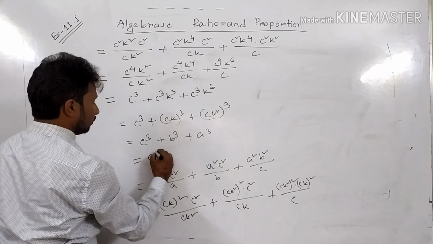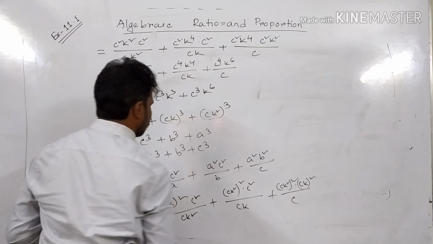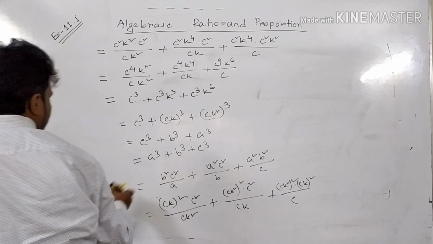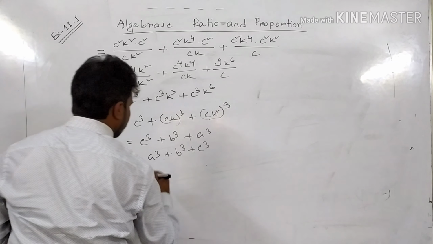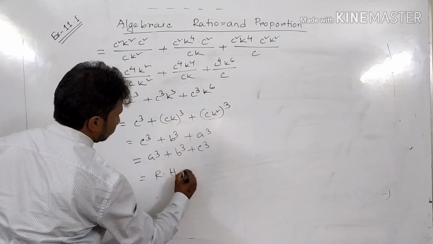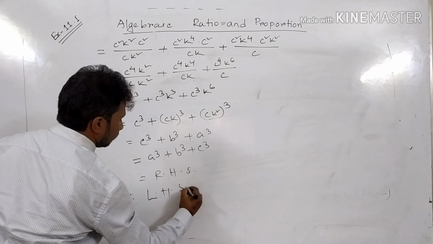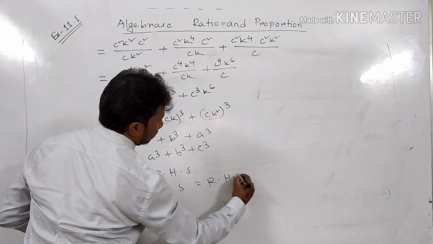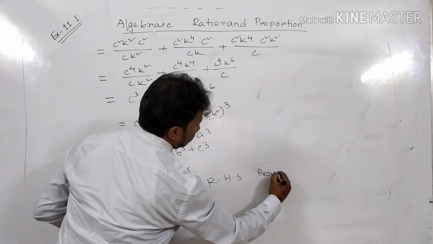Therefore equal to a cube, b cube and c cube, which is the right side of the equation. Therefore left hand side equals right hand side, proved. Okay.